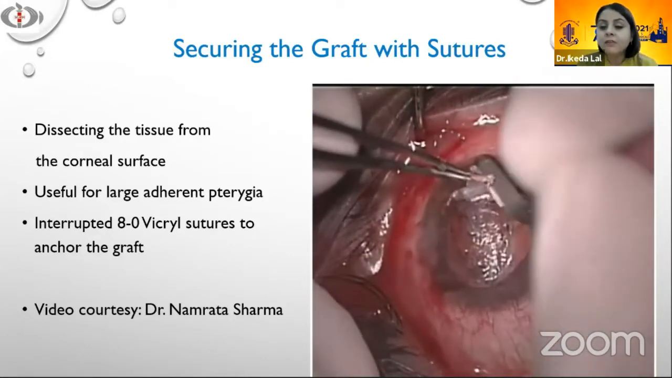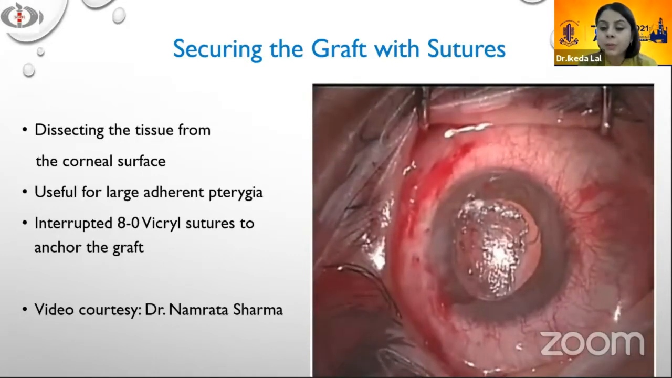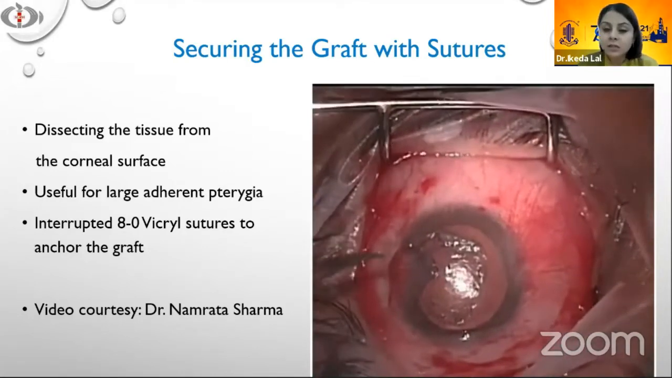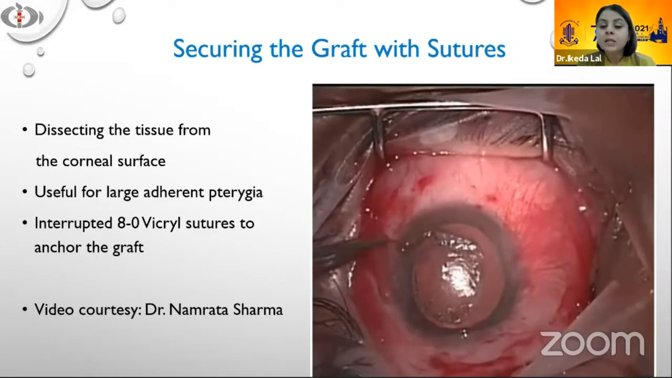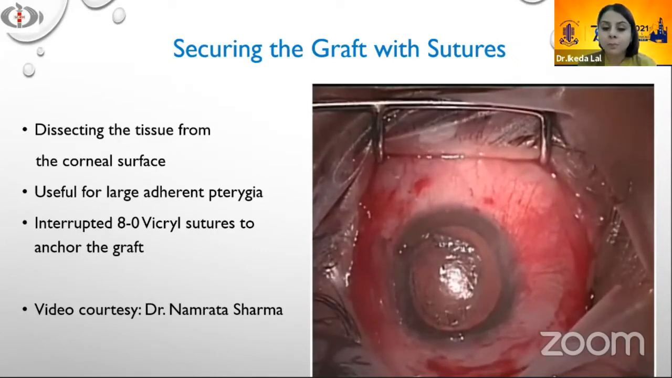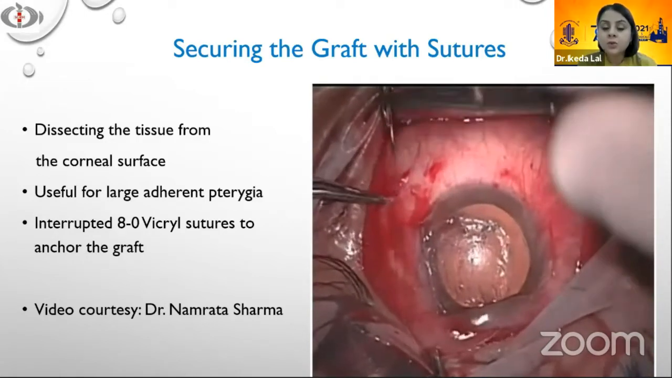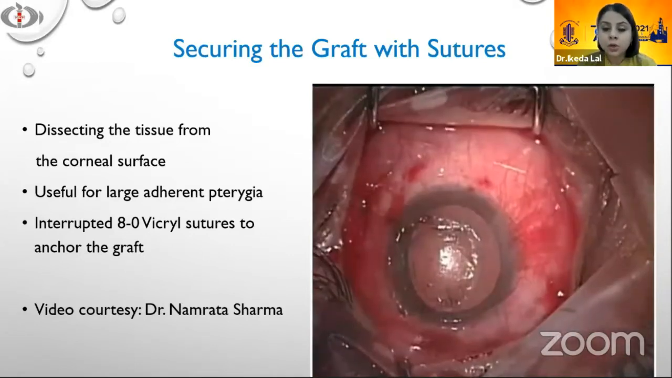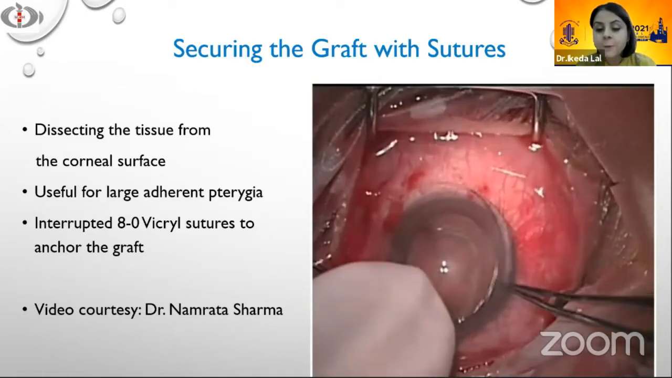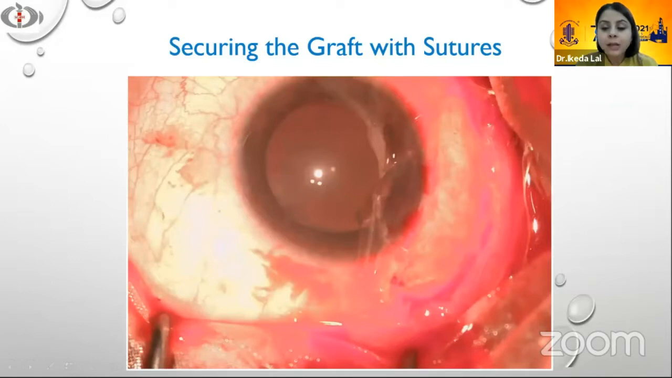We have to be very careful in these cases for underlying corneal thinning, and it might be worthwhile to keep a lamellar graft just in case the cornea is really thinned out. After harvesting the conjunctival autograft here, it is being secured in place with the help of 8-0 Vicryl interrupted sutures. So this is the other method of securing the graft. We can use interrupted sutures to ensure that the graft remains in place. And since in this patient there's a large epithelial defect, a bandage contact lens is being applied. So where do we place the sutures?